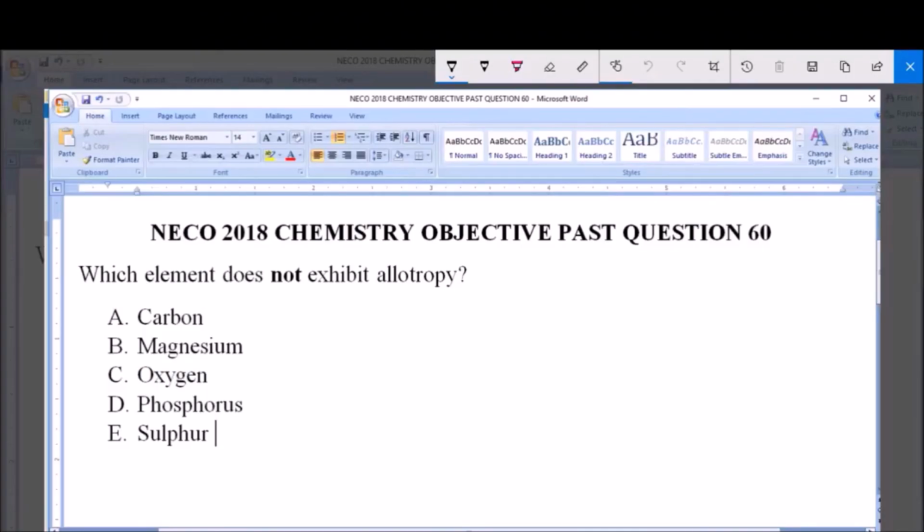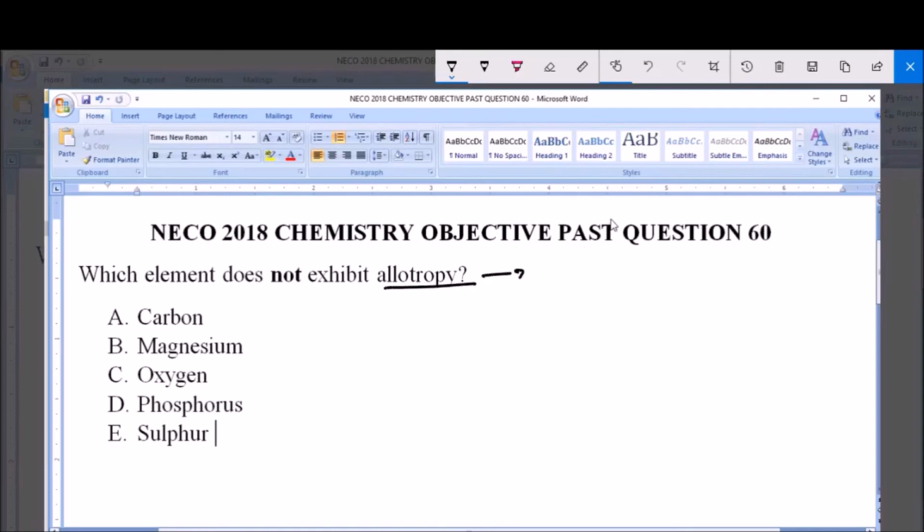I will be answering NECO 2018 Chemistry Objective Past Question 60. Which element does not exhibit allotropy? A, Carbon; B, Magnesium; C, Oxygen; D, Phosphorus; and E, Sulfur. So we are asked for the element that does not exhibit allotropy.